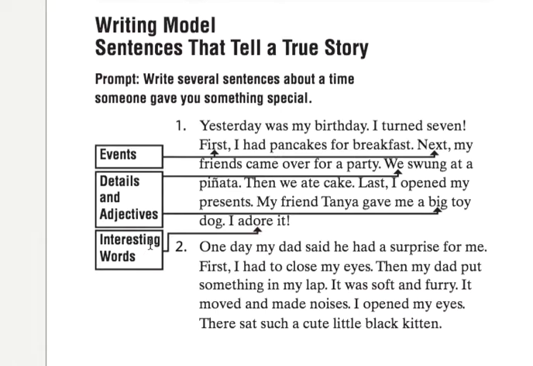And last, interesting word. They chose adore. I adore it. It's another way to say I like it. You can use the word like, but you can make it a little more interesting by saying I adore it. And then right down here we have a second paragraph. This is a time to take a minute. Do you spot words that tell the events? Do you spot any details and adjectives? Do you spot an interesting word?